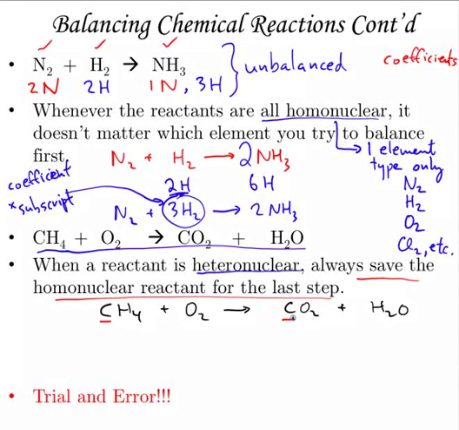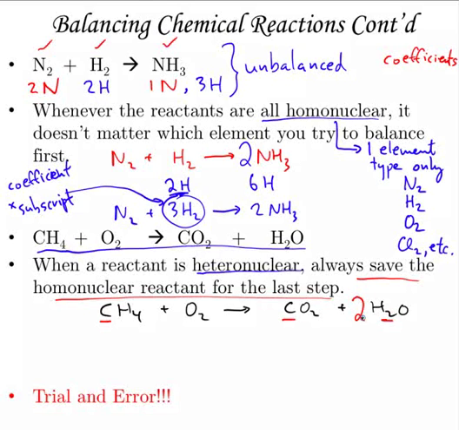On the left side of the equation, I have a total of 4 hydrogens. And on the right side of the equation, I have a total of 2 hydrogens. So I'm going to put 2 right in front of water. Now my hydrogens are balanced. I have 4 on both sides of the equation. Remember, multiply the coefficient by the subscript. 2 times 2 gives us 4.